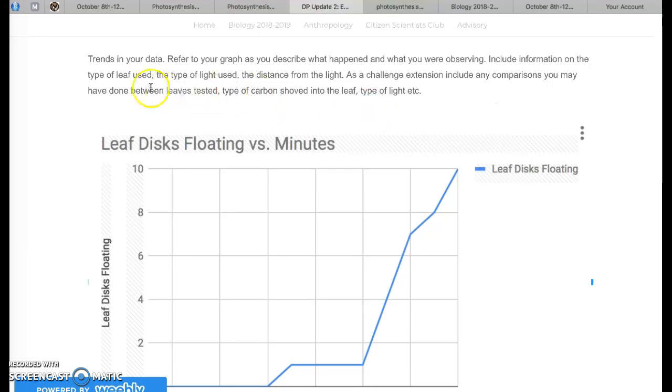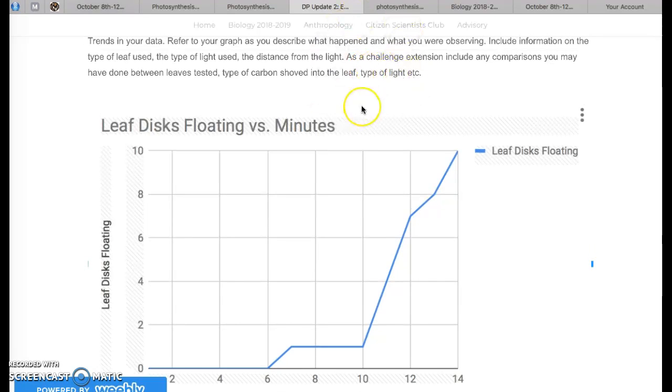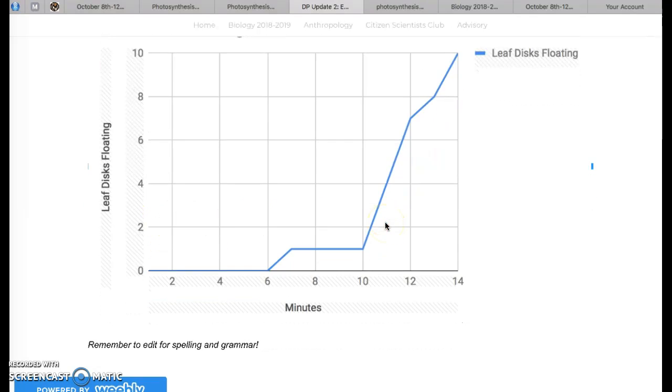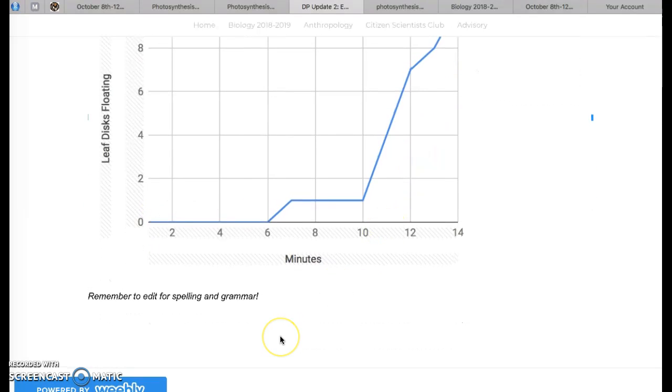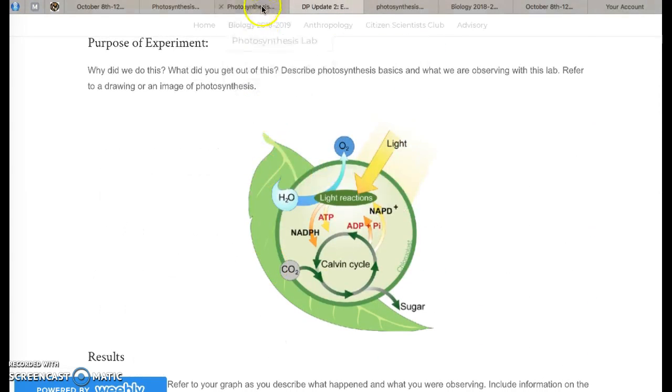You also want to talk about the leaves you used, the type of light you used, distance from the light. Challenge extension: you could have some sort of comparison. Now that we have this whole class set of data, you could go through it, pull some stuff out and do a comparison, and actually do different colored lines, not just the average. You'll create a little graph like this. Remember, go through and edit for spelling and grammar. So that's what you're working on.